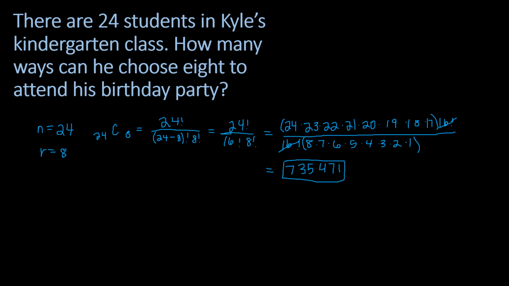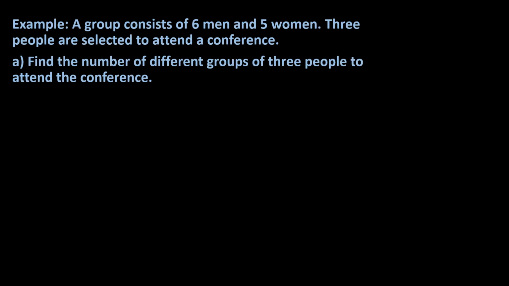Okay, so those are all our specific combination examples. Now I want to look at probability using combinations and permutations right quick. So our example: a group consists of 6 men and 5 women. 3 people are selected to attend a conference. Okay, part A, find the number of different groups of 3 people to attend the conference. So finding a group of people to attend a conference, order is not mattering, so we're going to use C.